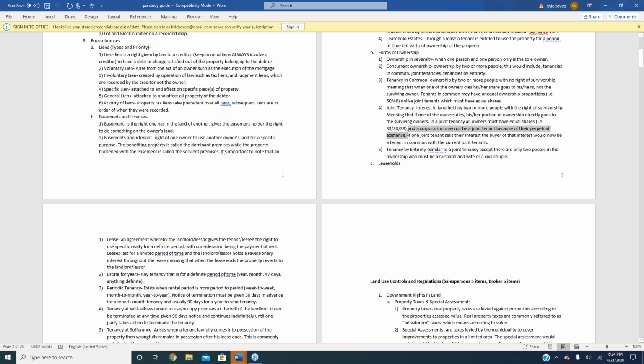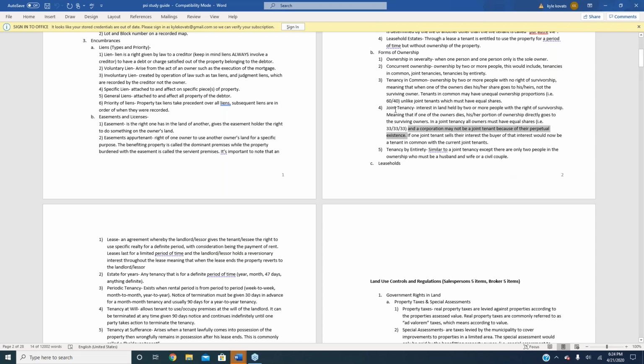Number 4, a corporation cannot be a joint tenant. Why? Due to their perpetual existence. If you had 3 people involved in a joint tenancy and the 4th was a corporation, the corporation is always going to be the survivor at the end. So you couldn't have a corporation involved in a joint tenancy due to what we call their perpetual existence. They would always outlive the natural person.